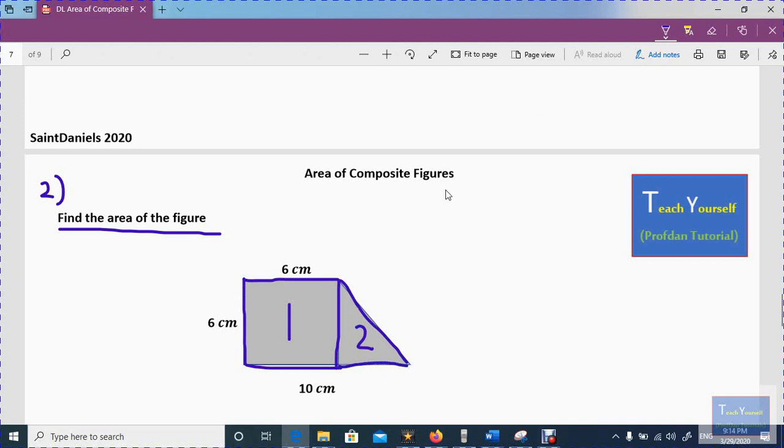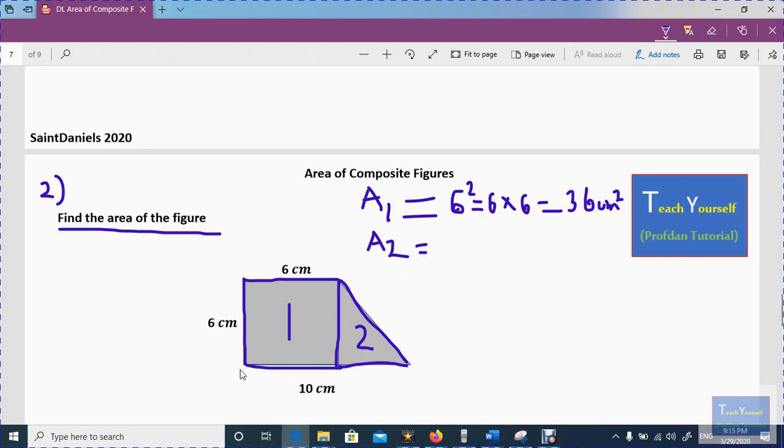Okay, so I have my A1, which is area of a square. In this square given, we have one side of the square is 6 centimeter, another side is 6 centimeter. So this shows that it is a square. So the formula, remember, is length squared. So the length is 6 squared, which means 6 times 6, and that is 36 centimeter squared. We also need to find the area of the second part, which is a triangle.